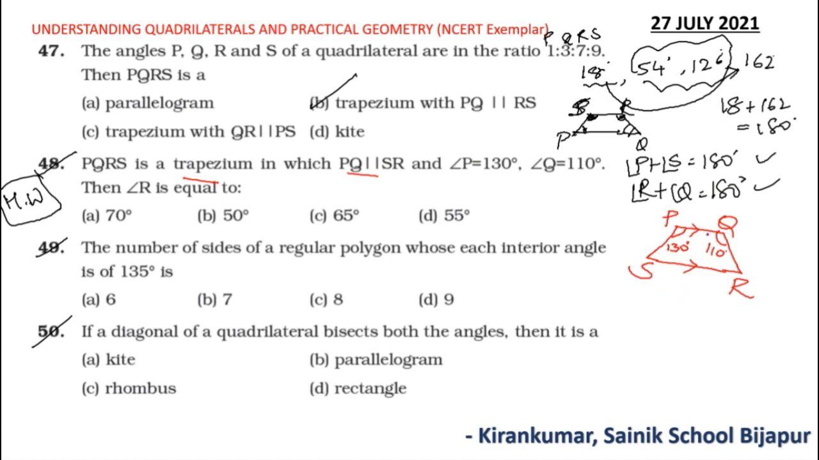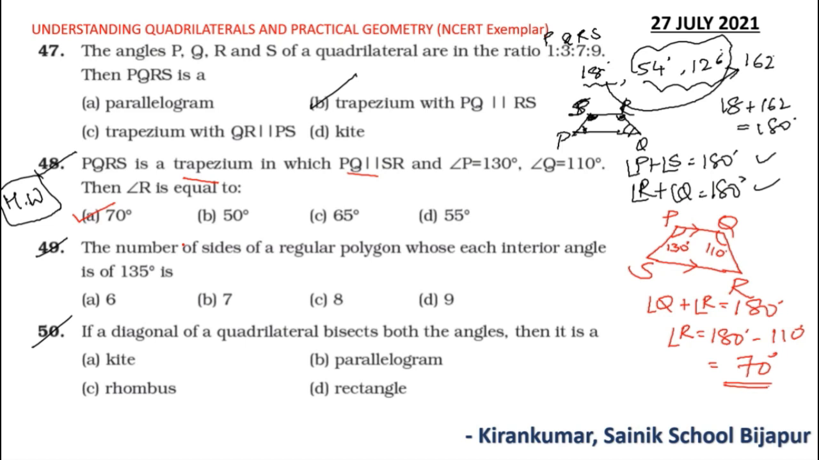We know that since one pair of sides is parallel, PQ parallel to SR, we have angle Q plus angle R equal to 180 degrees. The reason is they become co-interior angles. So angle R will be equal to 180 degrees minus angle Q, which is 110, we get it as 70 degrees. So the right answer is option A, 70 degrees.